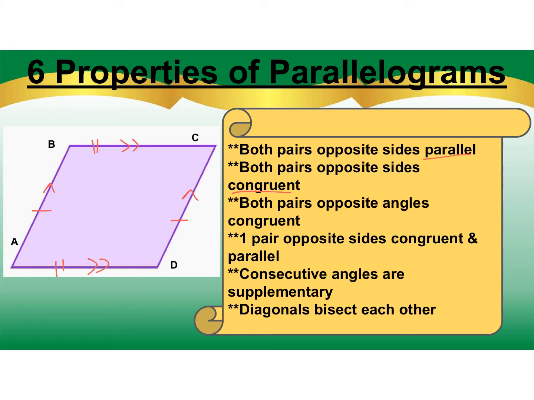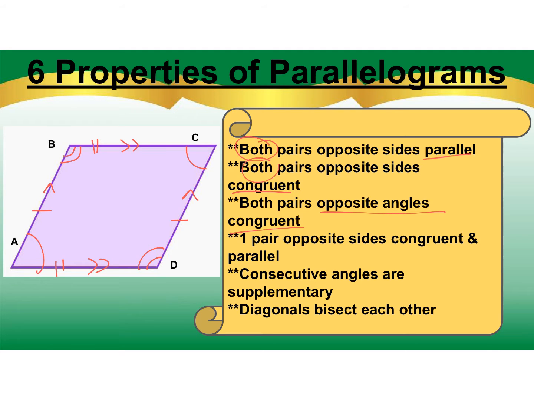The third one says both pairs of opposite angles are congruent. So that means angle A is congruent to angle C. I did 1 arc. And then angle B, I'm going to do 2 arcs because it's not congruent to angle A. So 2 arcs for B and 2 arcs for D. They're opposite. They're across from each other. Those are going to be congruent. So opposite angles are congruent.